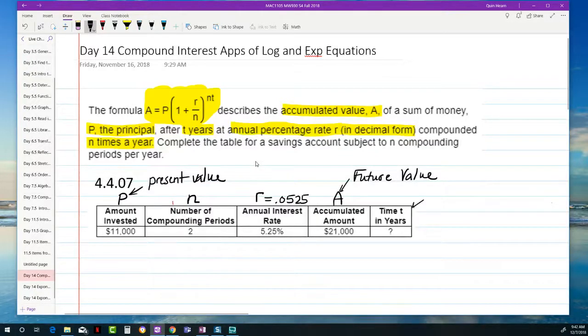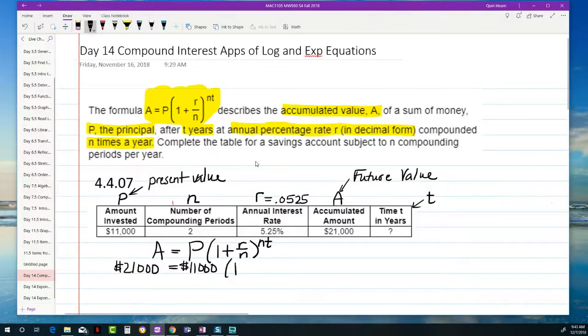Anyway, we're looking for the time t in years. So each time you work one of these problems, go ahead and write out the formula A equals P times 1 plus R over N to the NT. And we're going to plug in each value. So A is 21,000. P is the principal, which is 11,000. You don't have to put the dollar sign, but.